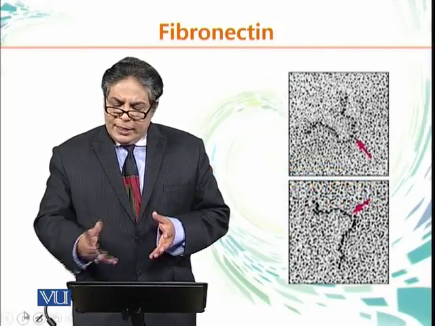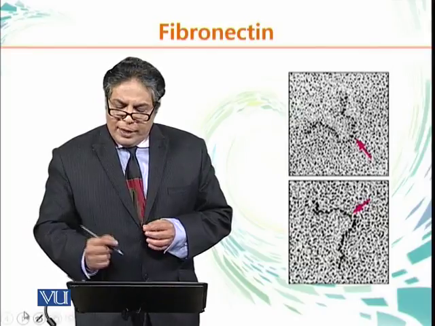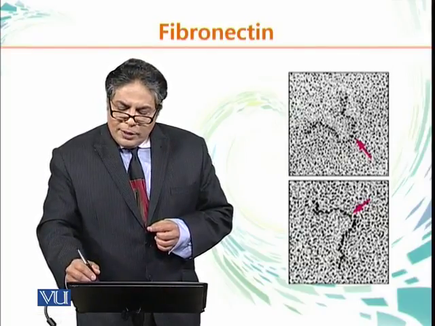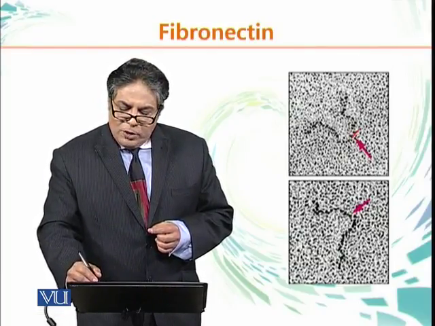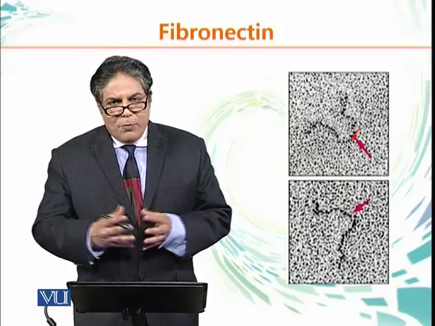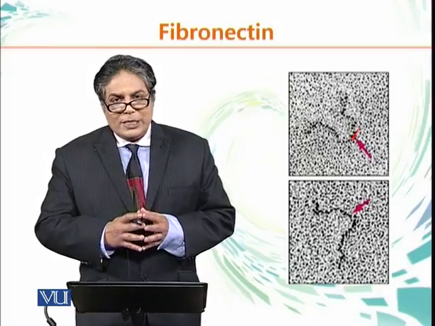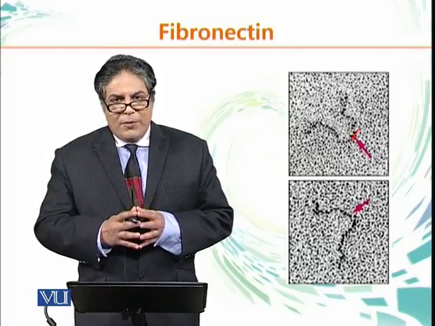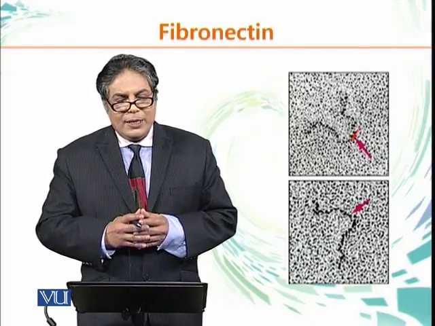Here you can see an electron micrograph of a fibronectin molecule. The red arrow is pointing at the location where there is the disulfide bridge. And fibronectin molecules are very important components of our extracellular matrix. We'll talk some more about them in the next module.